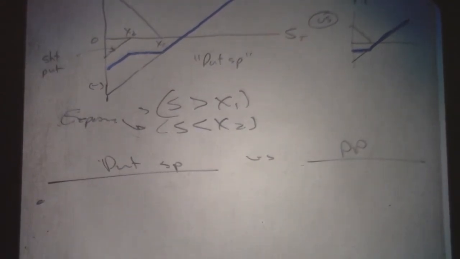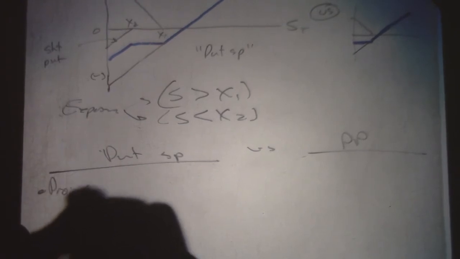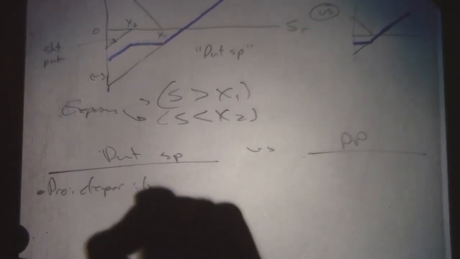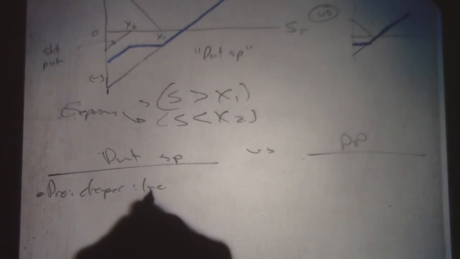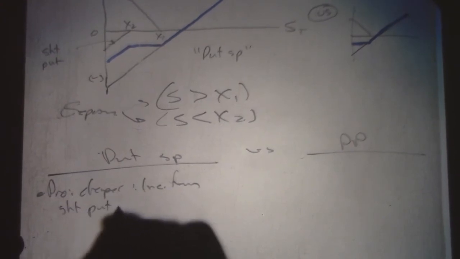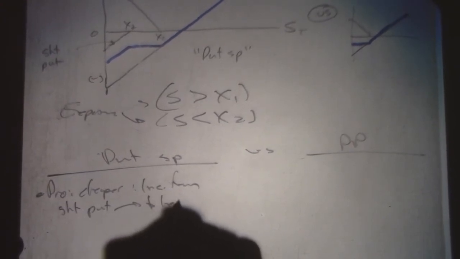Geez, guys, this is becoming so routine, right? What does put spread have that protective put doesn't? Didn't we sell an option, right? We sold an option with put spread. So the pro is it's cheaper. How's it cheaper? The income from the short put. It reduced the hedge cost.